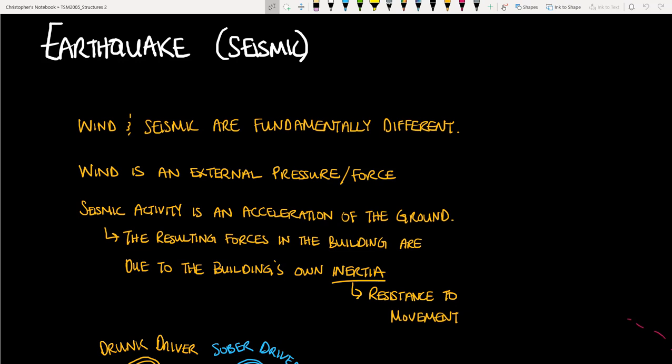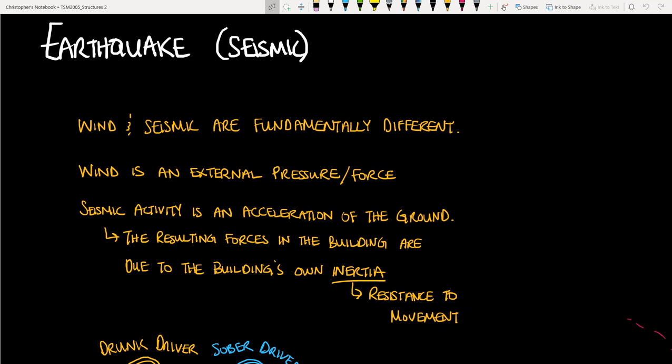This movement travels in waves through the crust of the earth and causes a building to sway, and this swaying motion translates into forces due to the building's own weight and inertia. Inertia, in simple terms, is resistance to movement. If the building had no inertia, then it would simply fall over when the ground accelerates underneath it, and there would be no forces to design for.